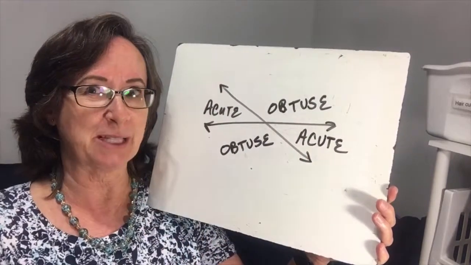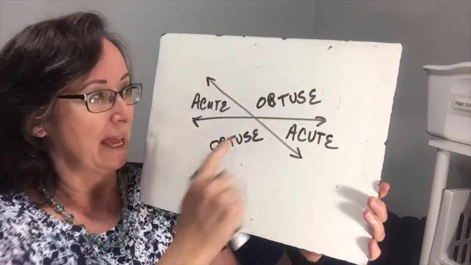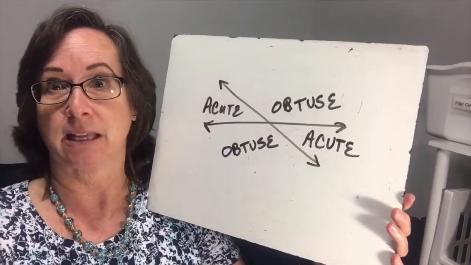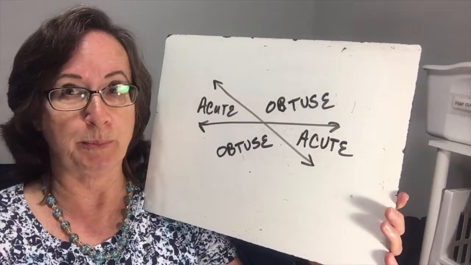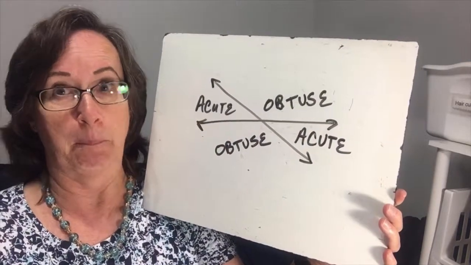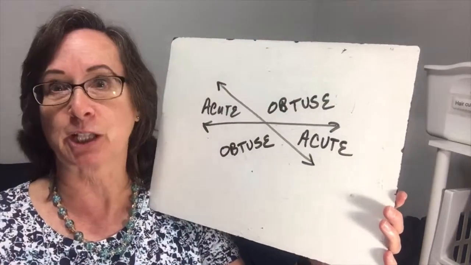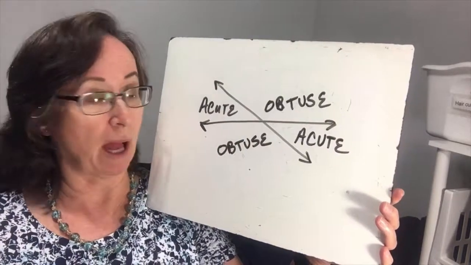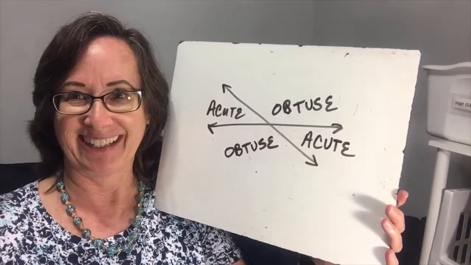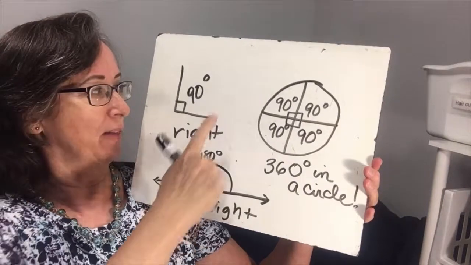Acute, you can think of as being smaller than 90, and obtuse has the same prefix of a word that means big. Okay, obese and obtuse both mean big. So the ob in front is a clue to what the meaning is of the word. So obtuse, bigger than 90 degrees, acute, smaller than 90 degrees. With these relationships, you can see how they kind of add up together.